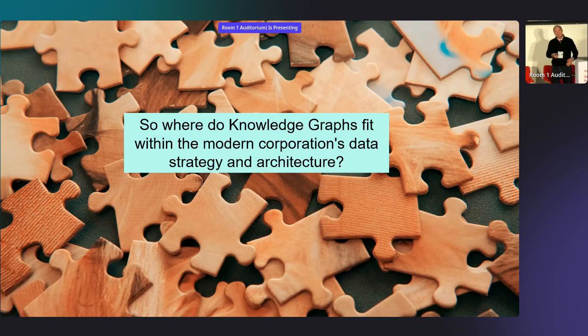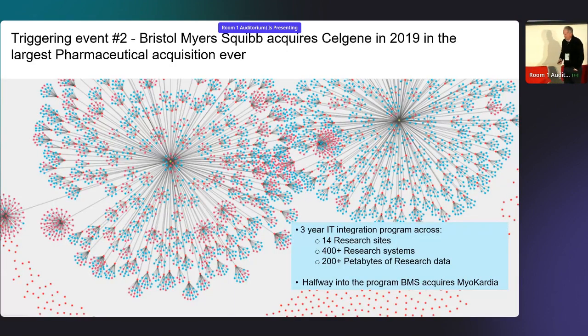So I've gotten this far in the talk, and I thought I would pause for a moment, because I posed this question a little bit at the beginning: where can graph technology, where can knowledge graphs help us on the journey towards a modern data strategy and architecture? And again, I'll invite you all to help me answer that question. If you have some thoughts and ideas, I'd certainly like to hear them and see how they might apply.